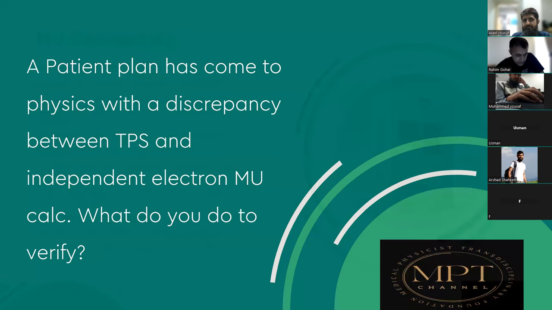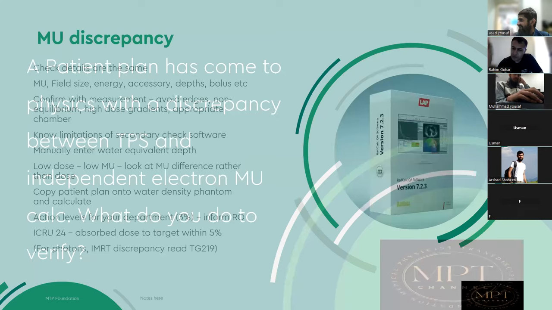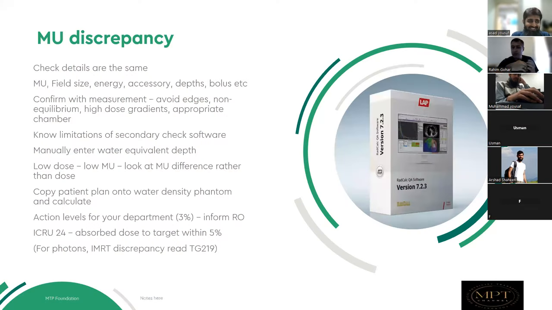Okay, let's go to the answer. Because definitely you are sending your information from your TPS to their software, the first thing you need to verify is that the right information has been transferred. That's important, because if the right information has not been transferred, then definitely you are going to have a discrepancy. So this includes that the number of MUs is right, your field size, and everything has been transferred in the right manner.